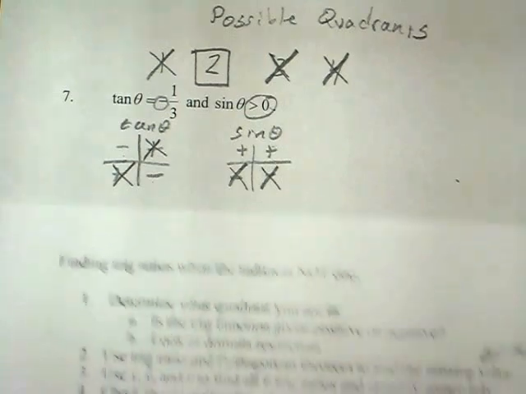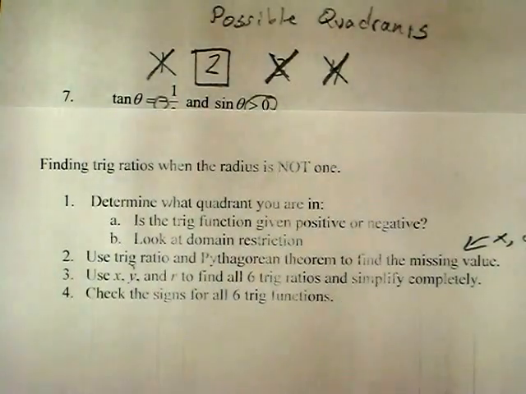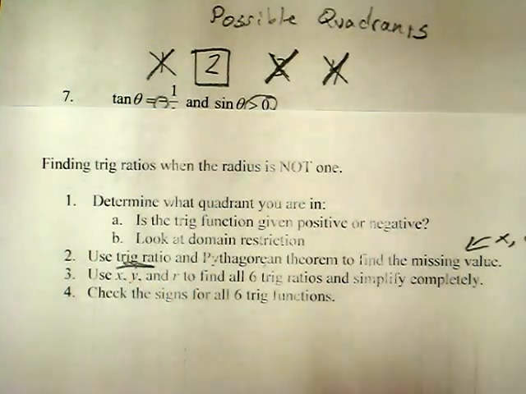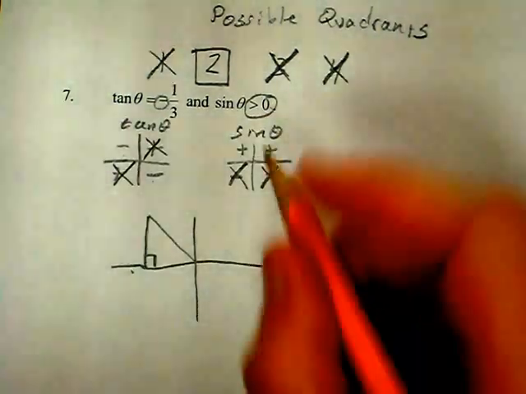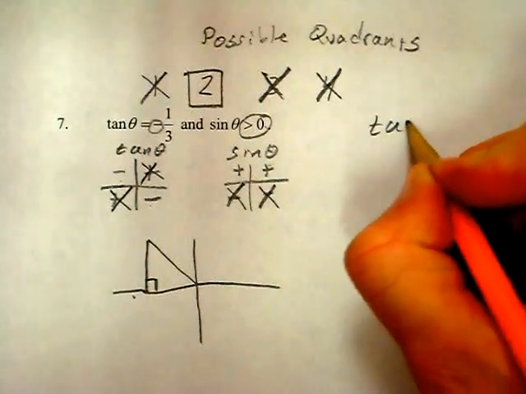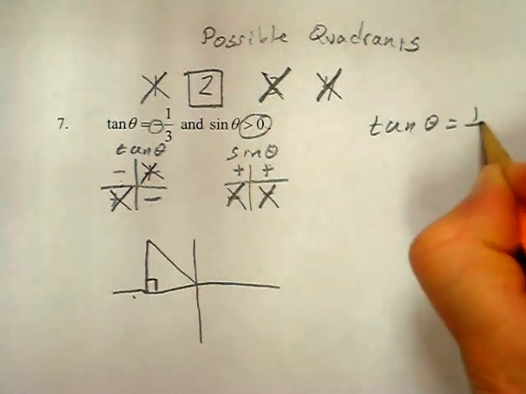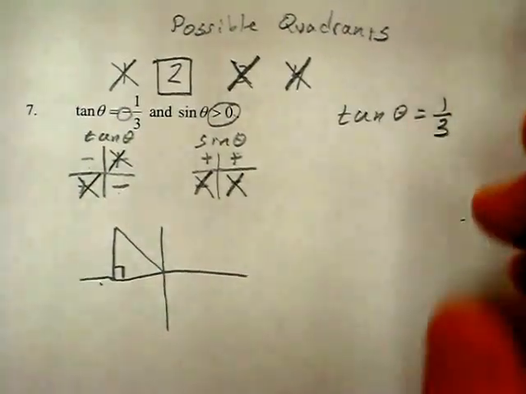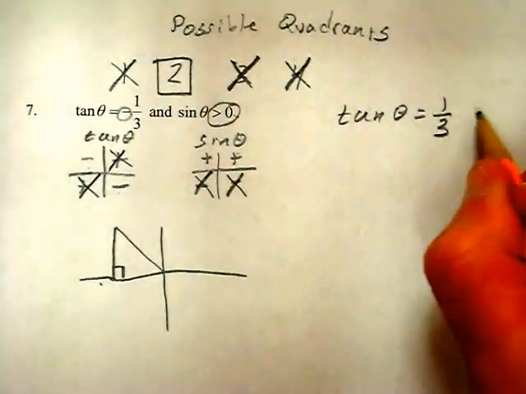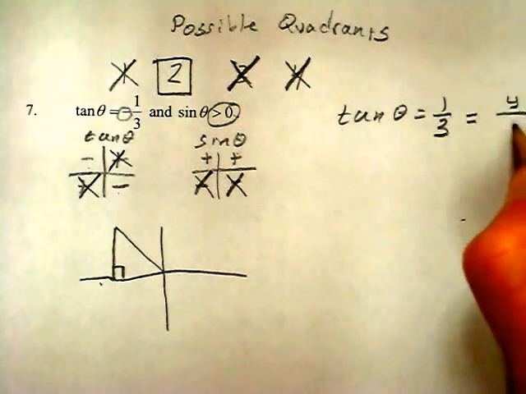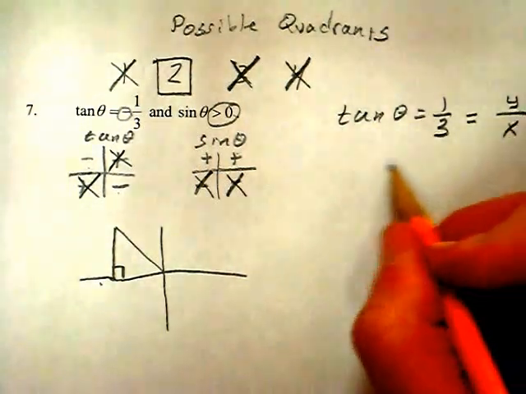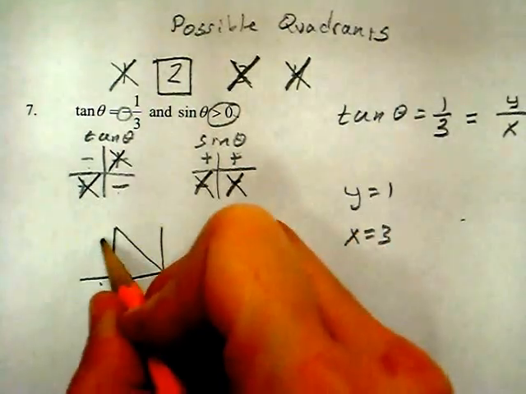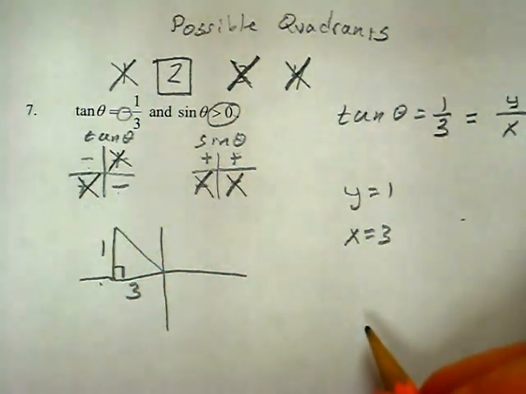That's the first step. The second step is to use the trig ratio and the Pythagorean theorem to find the missing value. So the trig ratio gives us two values. Since tangent of theta is equal to 1/3, and I'm not going to worry about the negative sign anymore, I've used it for right now in the problem. Tangent of theta is equal to 1/3. I know that my definition for tangent is y over x, so I know that y equals 1 and x equals 3. So I can put 1 and 3 on my triangle.